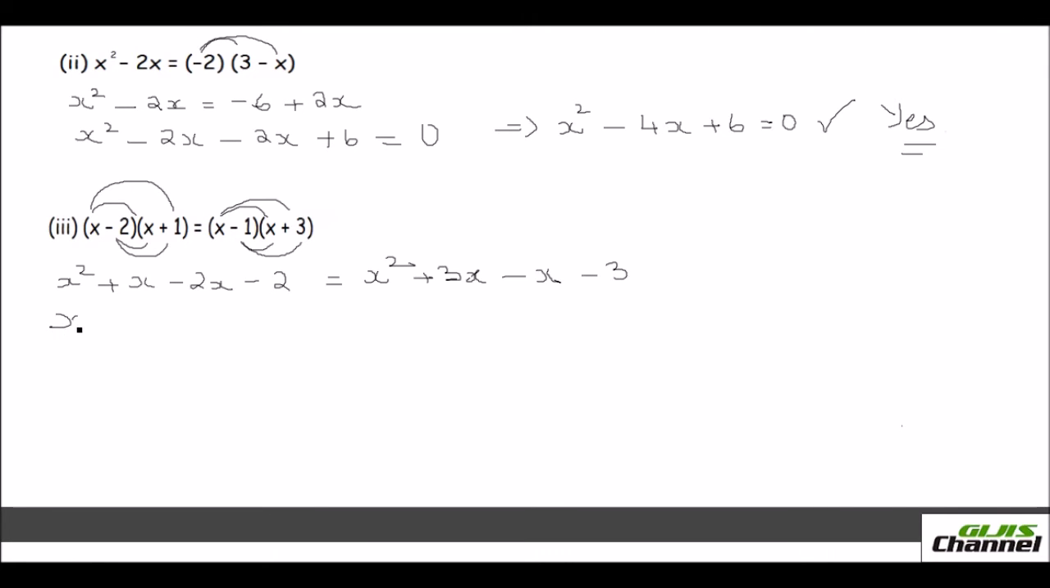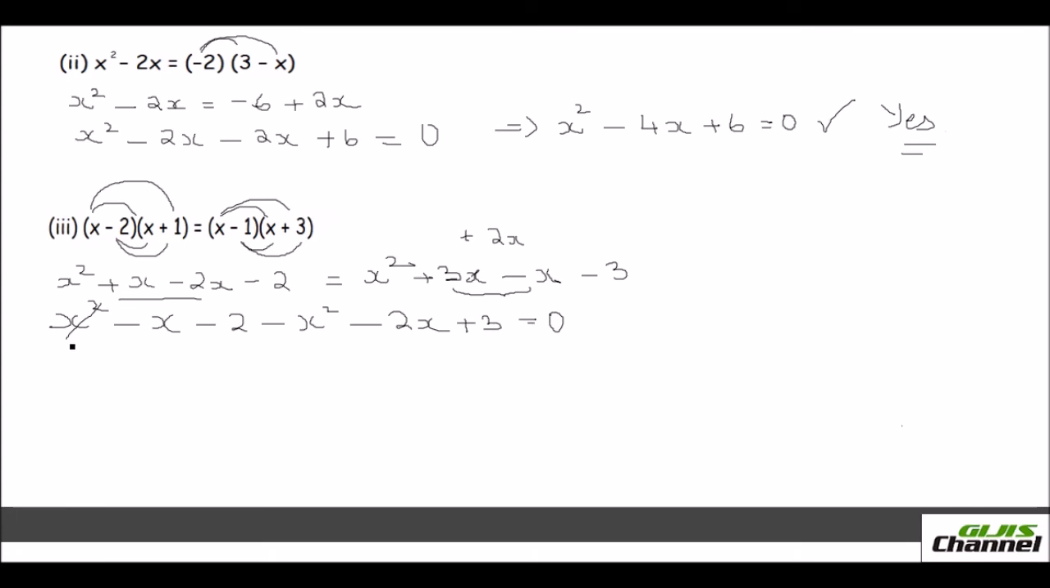Now bring all these right hand side terms to your left side. So this becomes x squared. I just put these two like terms together. So it is plus 1x minus 2x, that makes it minus x. And this minus 2. Bring this x squared here, so that becomes minus x squared. And these two terms together become plus 2x, right? So that plus 2x, when I bring it to my left side, becomes minus 2x. And the minus 3 becomes plus 3, equals to 0.